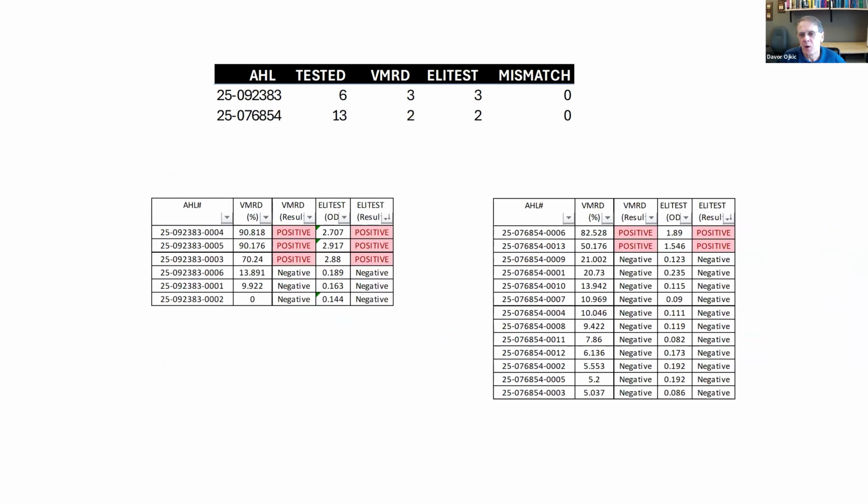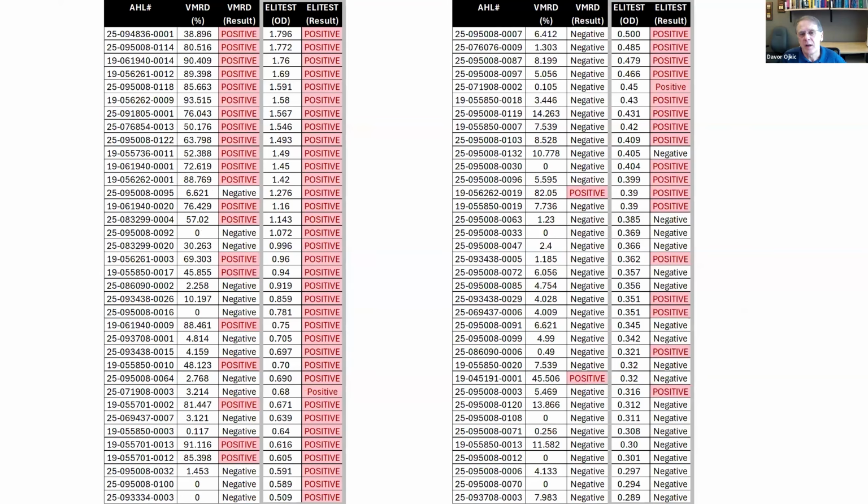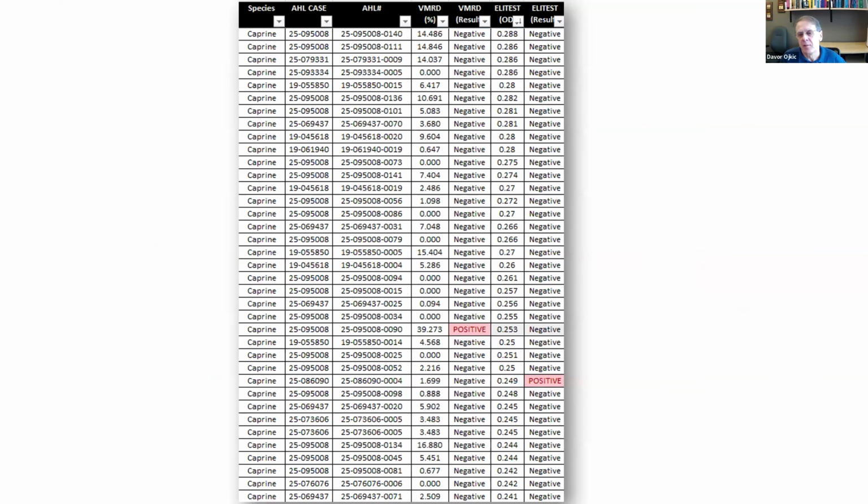So I also looked at some cases where VMRD and ELITest agreed, and again the pattern of strong positives agreeing and weaker ones not was apparent. So basically I put all of them in the next few slides. If you start with the strong ones, they agree 100%. And as you go down to weaker ones, you start getting disagreements between those two tests. And finally, there was one exception, the one that I mentioned before, where VMRD was positive and the ELITest was negative.